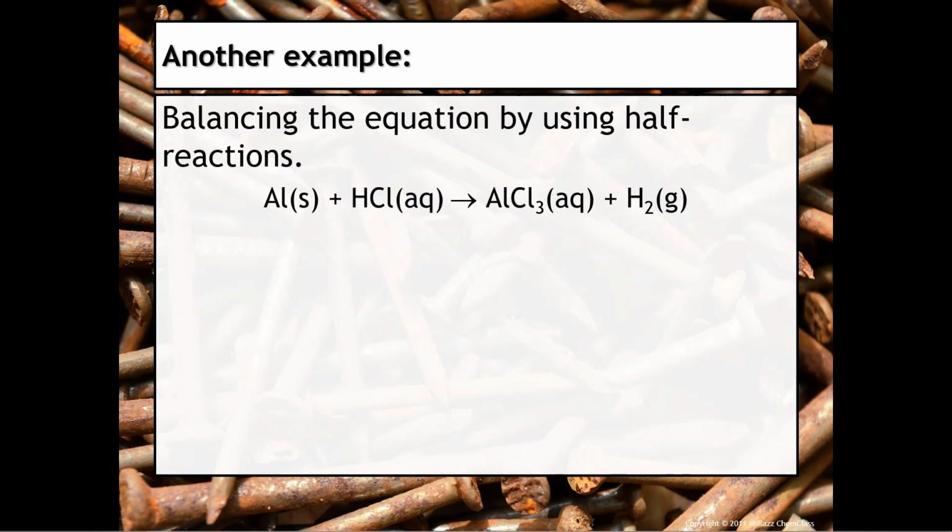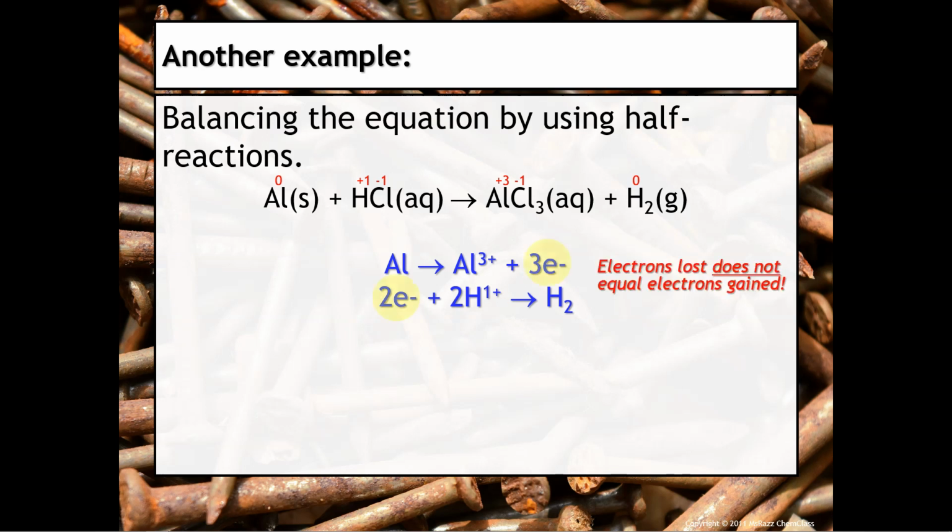It says balance the equation by using, again, half reactions. First thing you're going to do is always assign those oxidation numbers. That helps us to be able to identify what's being oxidized and what's being reduced. So in this case, we can see that the aluminum is going from aluminum with a 0 to now a 3 plus. So that means that 3 electrons are going to be lost here. We can see that our hydrogen is going from 1 plus to 0, and so that's going to be reduced here. Notice that in this case, the electrons lost does not equal the electrons gained.